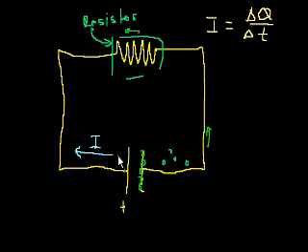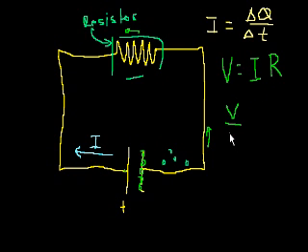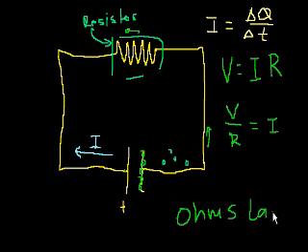So what we know, and this is called Ohm's law, we know that the current is actually proportional to the voltage across the circuit. Or we could view it the other way, that the voltage is proportional to the current through a circuit. So the voltage is equal to the current times the resistance, or you could say that the voltage divided by the resistance is equal to the current. And this is true. This is called Ohm's law. And this is true whenever we're at a constant temperature.